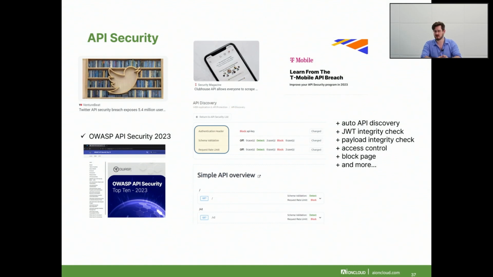To meet evolving requirements, we provide advanced API security functions like validation and authentication headers, schema validations, and rate limiting. Also, we provide other useful functions such as automatic API discovery, JSON Web Token integrity checks, access controls, and block pages for API calls. What's great is you don't need an additional API security solution for API protection. It comes as part of our Monitor app WAP. So let's look at a few of these features.